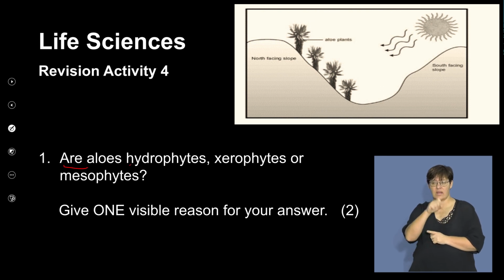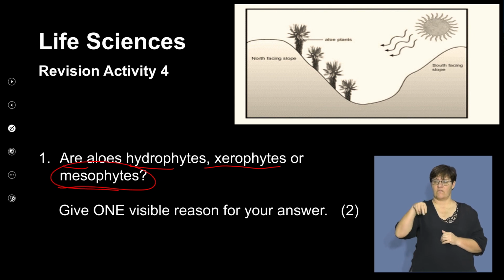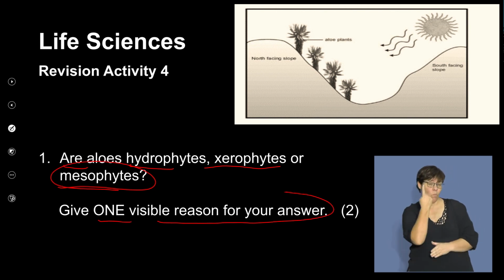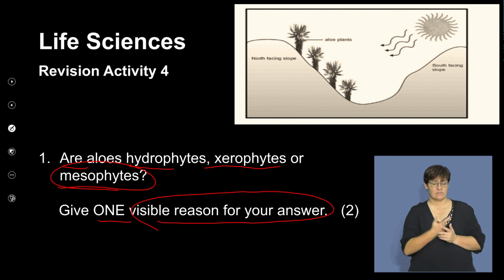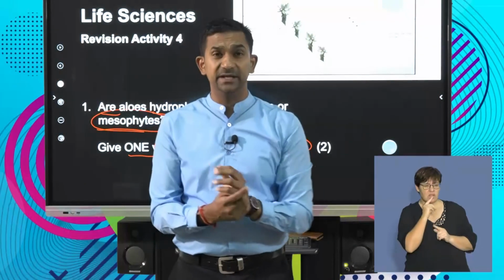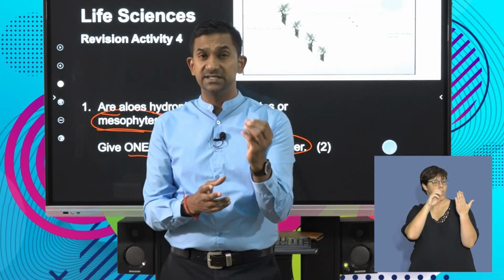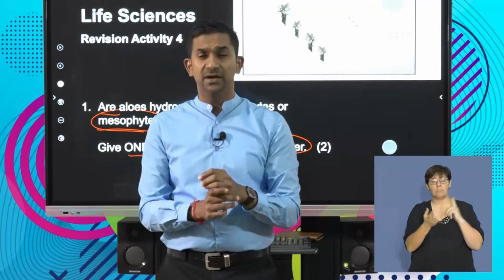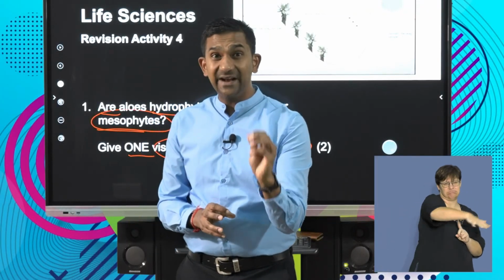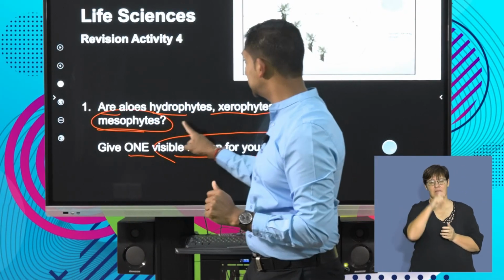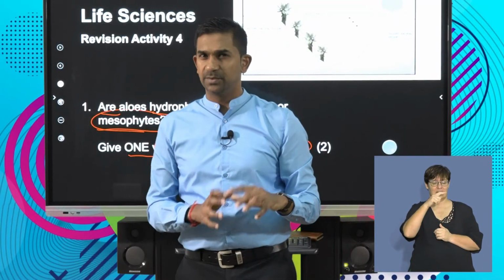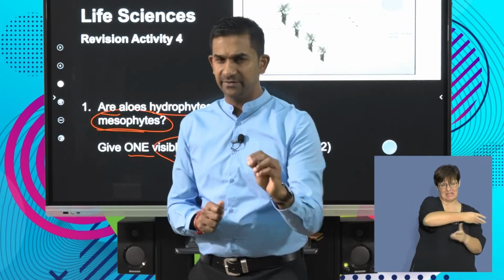Are aloes hydrophytes, xerophytes, or mesophytes? Give one visible reason for your answer. Guys, we've seen aloe plants previously. You've probably seen aloe plants in your garden or in different textbooks. These are plants that generally are found in dry, arid conditions, and we refer to those as your xerophytes, plants that are adapted to living in dry, arid conditions.